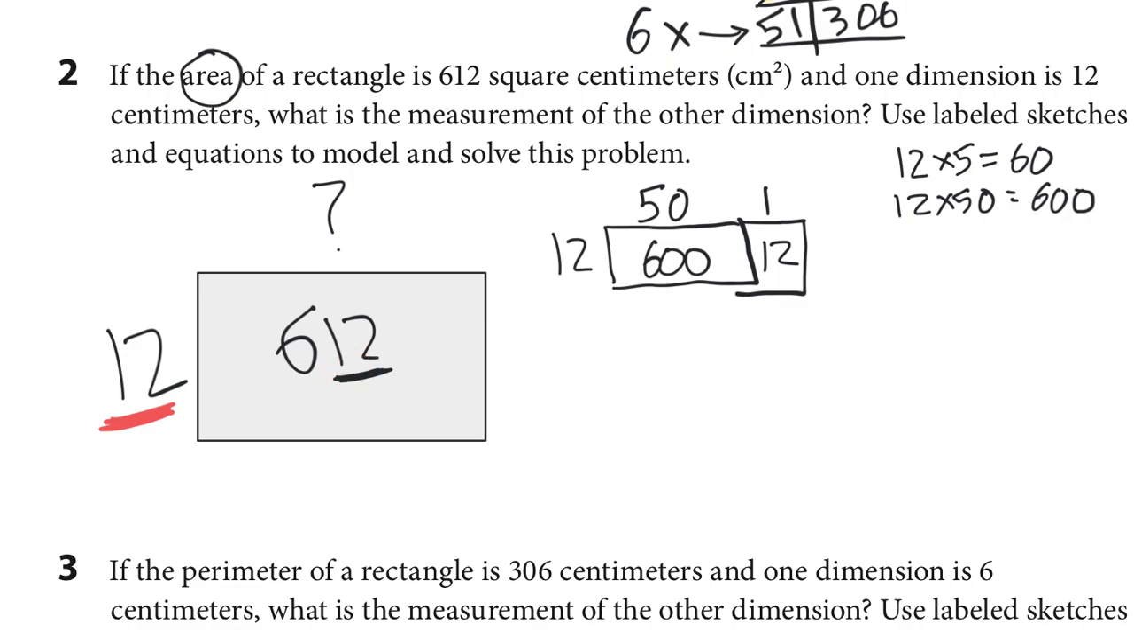Is that correct? 12 times 50 is 600. 12 times 1 is 12. 600 plus 12 is 612, so my area is finished, which means that I took 12 times 50 and 1. If I combine those two, I get 51.